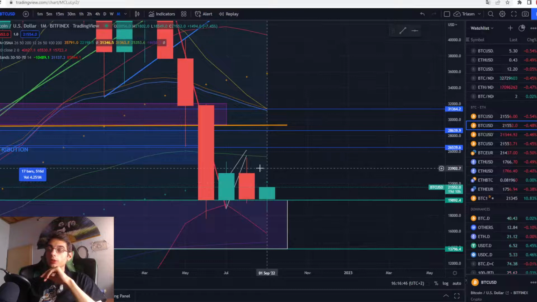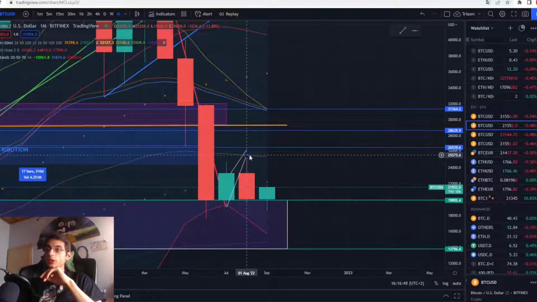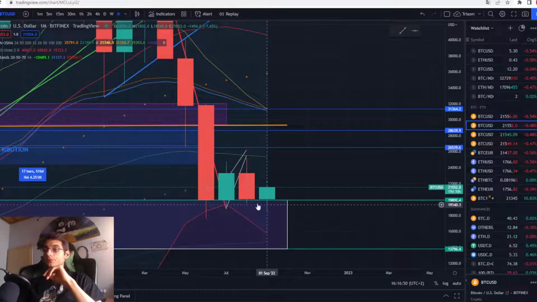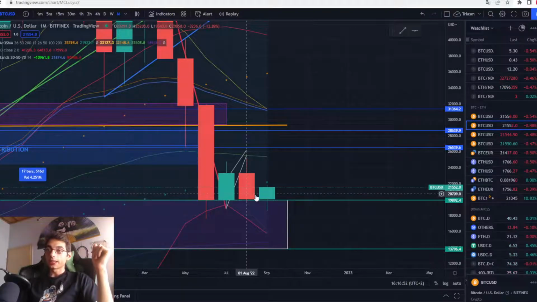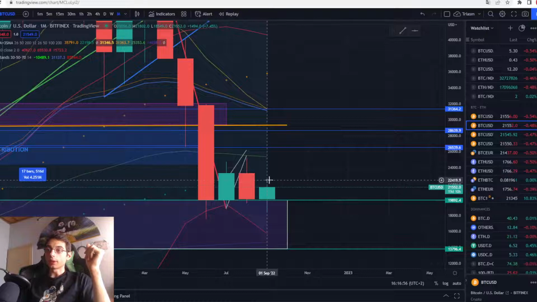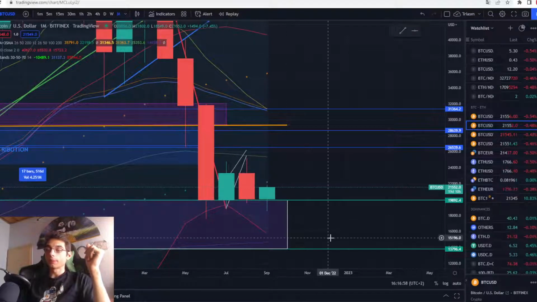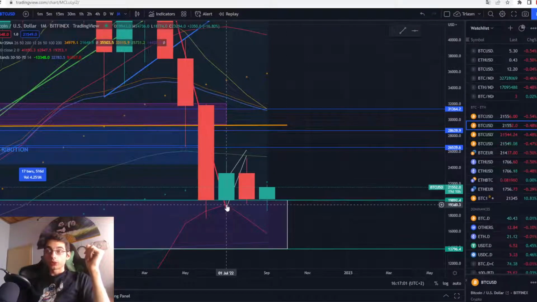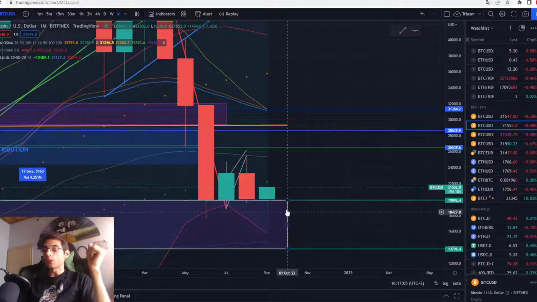As you see right here in the monthly, we retested last month the 50 EMA, you see right here, and we got down, and we are still in here just retesting the 50 SMA. We got to the point where we touched the lower Bollinger Bands, and now we're just waiting.